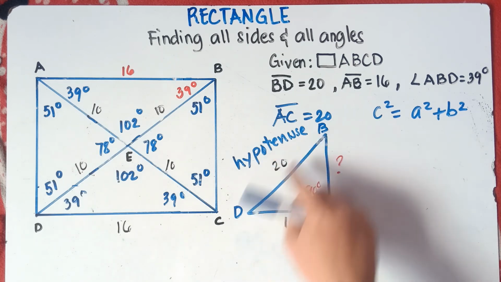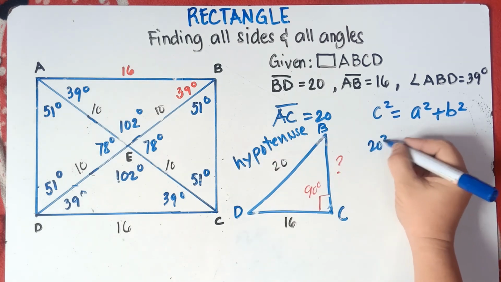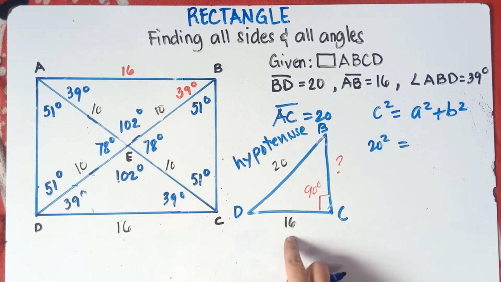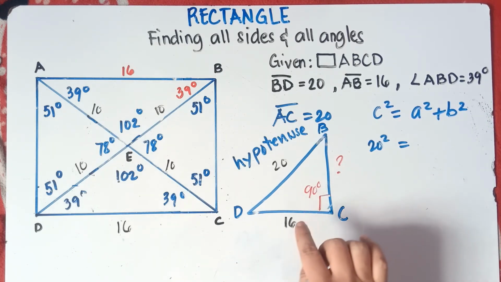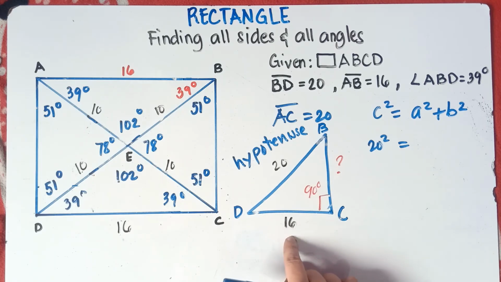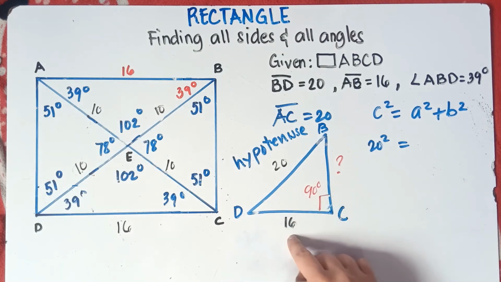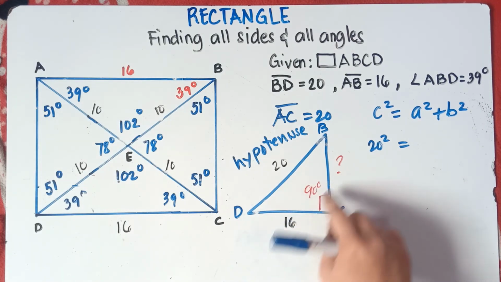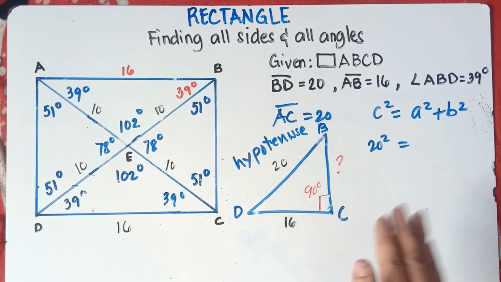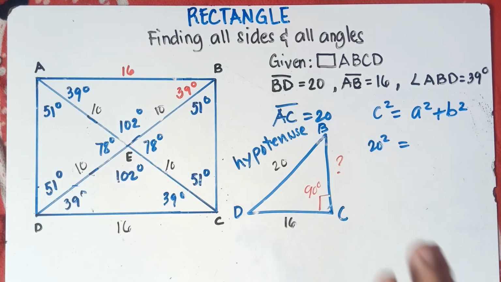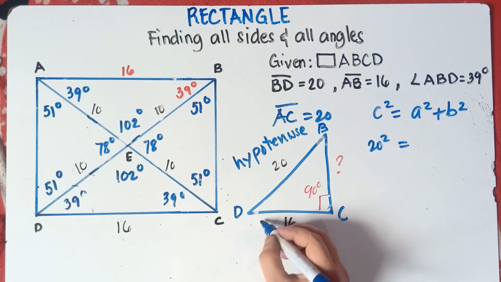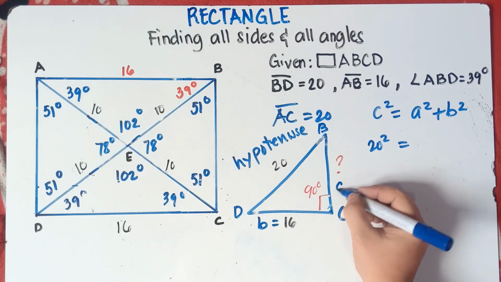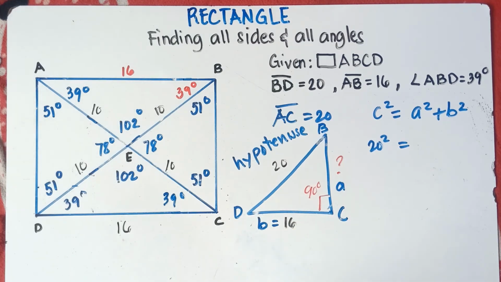So this is 20. So this will be 20 squared equals, so this is B, this is A. It's either of the two, class. You can have this A or you can have this A. 16 will be your A or this one will be your A. So it's up to you, class. It could be interchanged for A and B. But for C, class, it could never be interchanged because C is always the longest side. It's always the hypotenuse. So let's assume, class, that this will be our B and this will be our A. Alright, so we're told to find A.